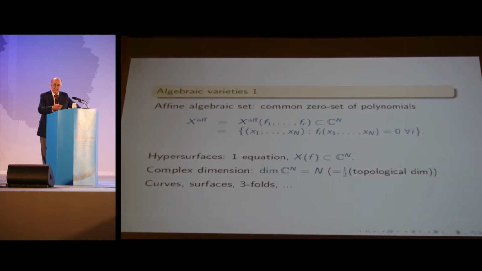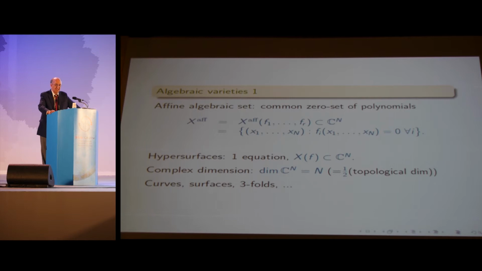Okay, so now instead of just running ahead, let's pause a little bit and see what an algebraic variety is after all. The easiest is to define an affine algebraic set, which is just the common zero set of a bunch of polynomials. And from now on, we will work always with complex numbers. And if you don't like several polynomials, you like just hypersurfaces, just one equation, for pretty much everything I do in this talk, that's already complicated enough. All of the examples will in fact be hypersurfaces.